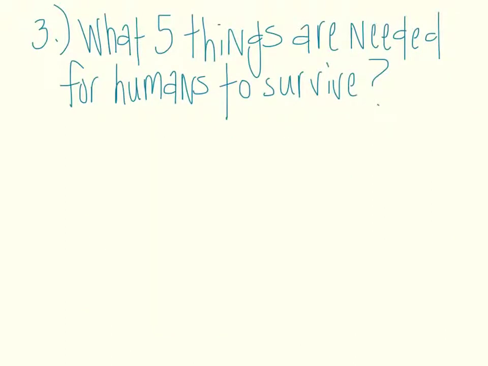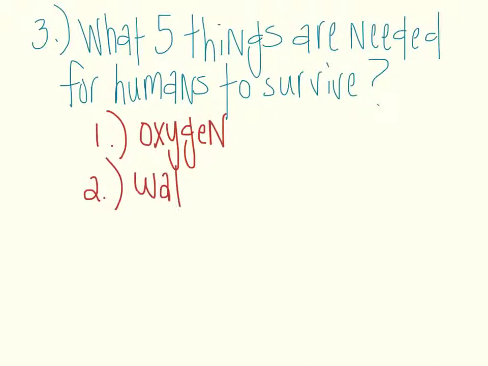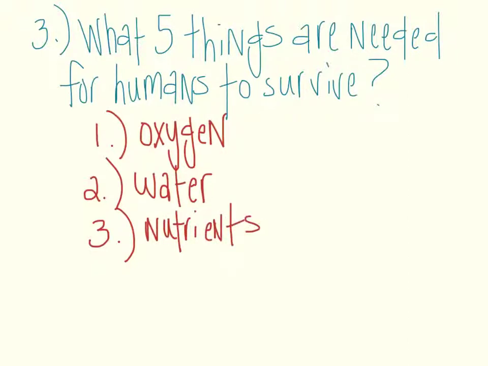Question 3 asks you to list the 5 things that humans need to survive. So this should be one of those questions that you should be able to recognize, like which one doesn't belong. So number 1, we need oxygen. We've got to be able to breathe. Number 2, we need water. You can only live so many days without water. So we got to have oxygen, water, nutrients. So we got to have food. Got to consume calories and stuff to get energy.